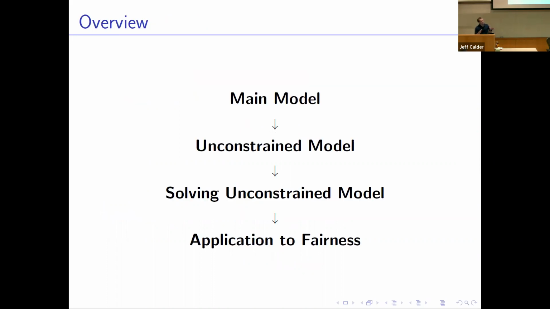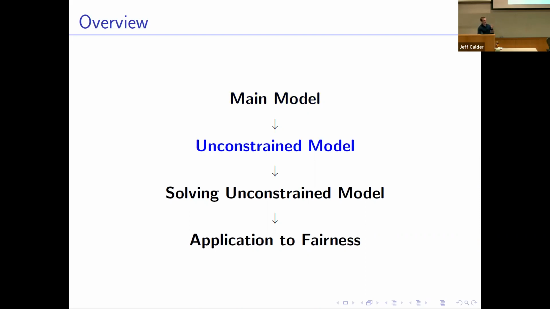Overall, the way I want to break this down is we have the main model, this eigenvalue constrained problem, and I'm going to work on rewriting it as a completely unconstrained model. And we're going to relate those two and see how they're connected and apply cubic-regularized Newton to solve this unconstrained model. And then finally, we're going to look at an application to fairness.